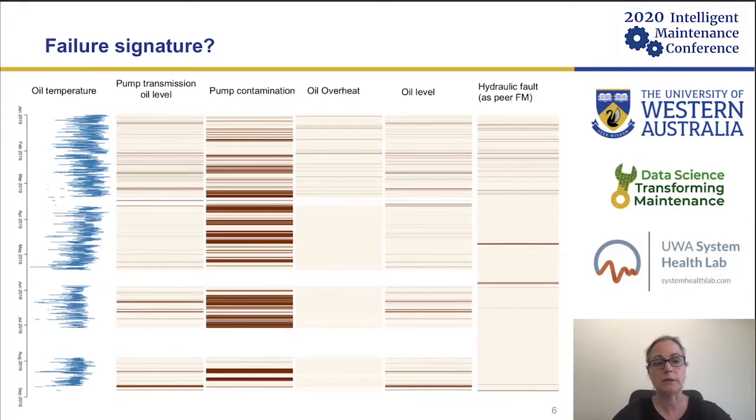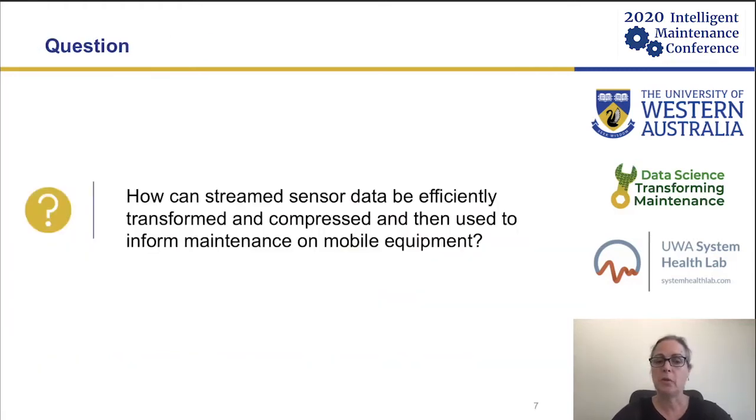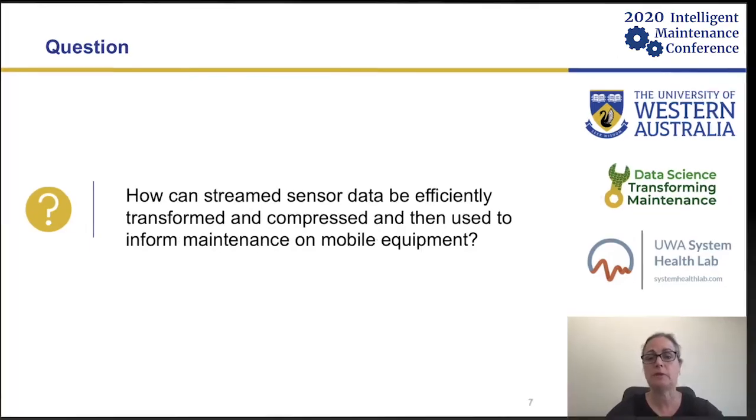If I were to look at this, it's not easy for me to see when I would think a hydraulic fault was about to occur from looking at the rest of the data on this page. So the question we are faced with is, how can stream sensor data be efficiently transformed and compressed and then used to inform maintenance on mobile equipment, given the sort of data set that we have just described to you?